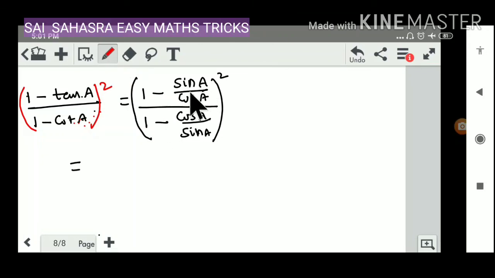Here we have a fraction, but 1 is not a fraction. By keeping 1 as denominator, you can convert it to a fraction. 1 and cos A, the LCM will be cos A. 1 is converted to cos A by multiplying with cos A, so this 1 also is multiplied with cos A. 1 into cos A is cos A. For this minus, you can write minus. Sin A converted as sin A by cos A, there is no change in the numerator, that is sin A.